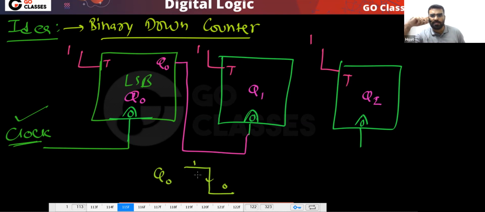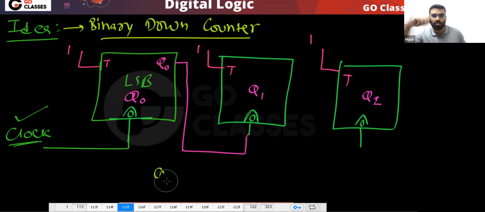Are you getting my point? Please tell me. See, very simple. Please clear your mind and focus here. This flip-flop is negative edge triggered. That means when this Q0 is going from 1 to 0, this will toggle. But this is not what we want. What we actually want is that when Q0 is going from 0 to 1, this should toggle.